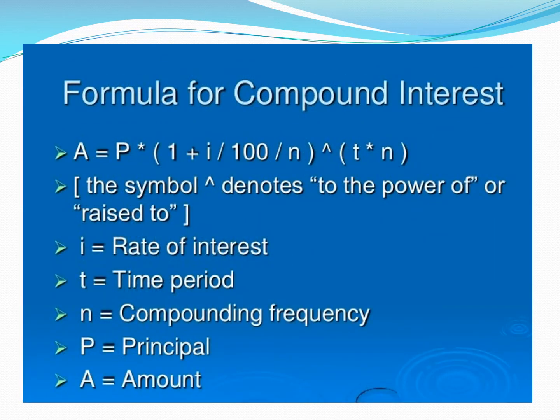If you want the amount, A equals P into (1 plus I divided by 100 divided by N) to the power of T into N. The symbol ^ denotes 'to the power of'; its name is caret, meaning power or raised to. I equals rate of interest, T equals time period, N equals compound frequency, P equals principal, and capital A equals amount.